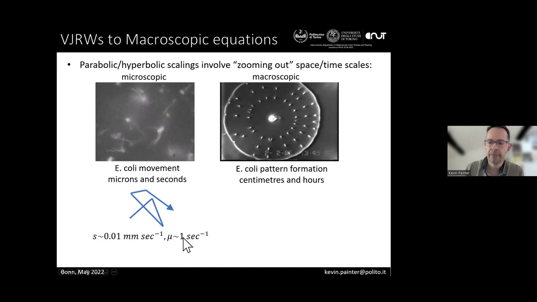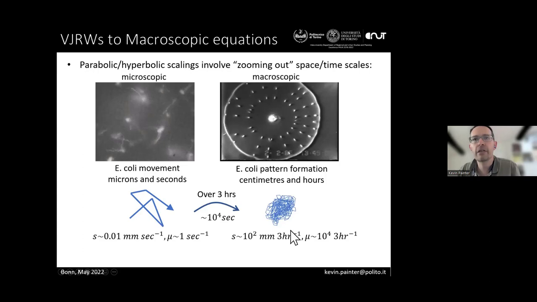But it doesn't make sense to keep that time scale when we move out to the macroscopic. These patterns form over the order of around 3 hours, and 3 hours is around 10 to the power of 4 seconds. If we take that rescaling of time, then those speeds and turning rates suddenly look like around 10 to the power 2 millimeters every 3 hours, and a turning rate of around 10 to the power 4 every 3 hours. That rescaling of your time scales allows you to introduce an effectively small parameter. We can write S as 1 over epsilon, and we can write mu as 1 over epsilon squared, where epsilon is around 0.01, so something suitably small.